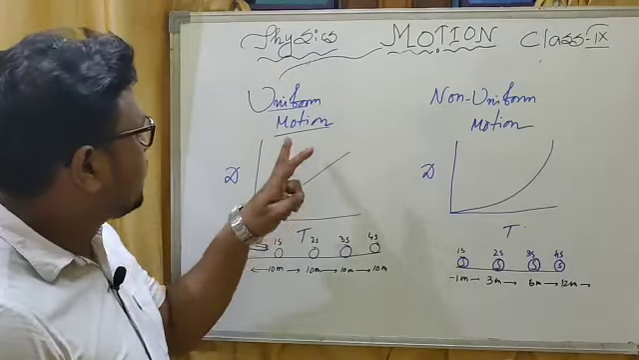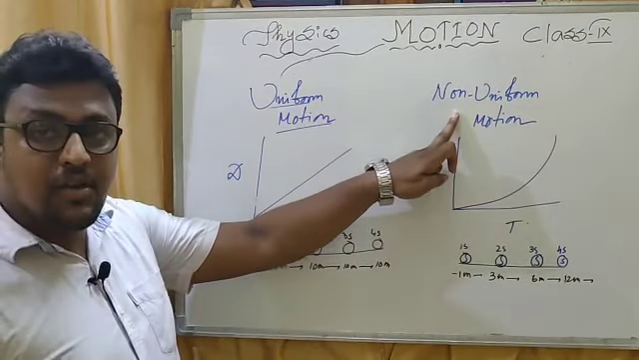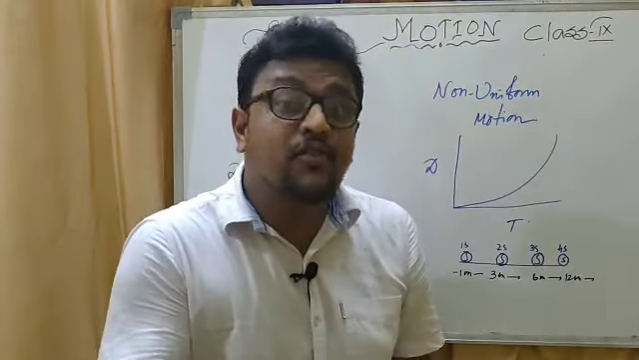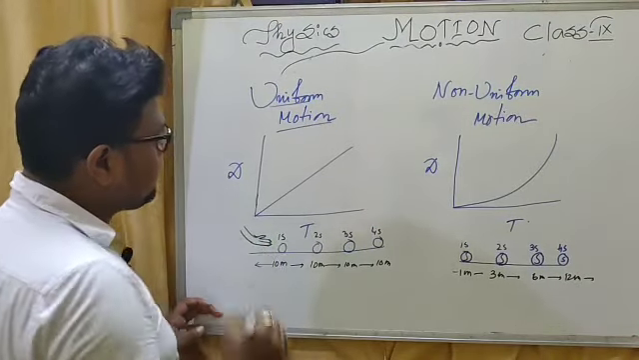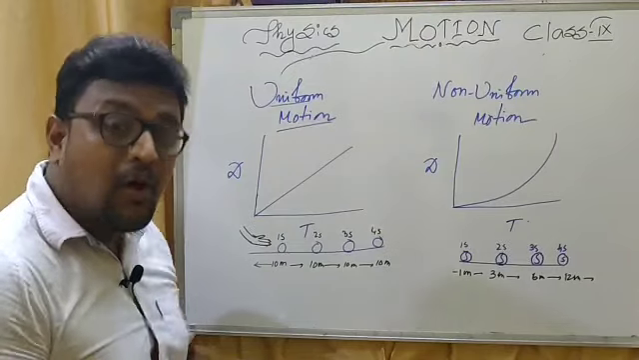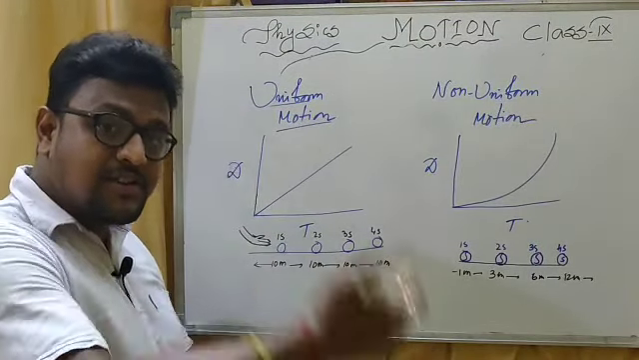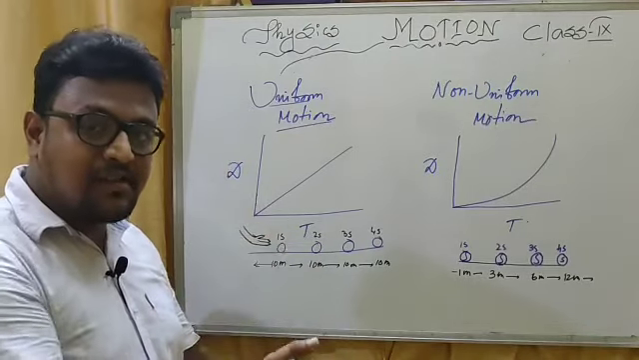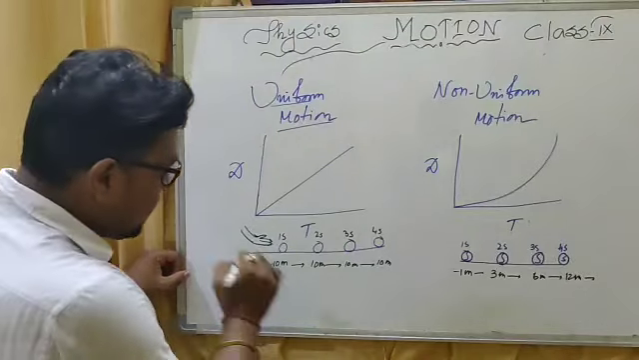Okay students, now we learn another new topic. One is uniform motion, another is non-uniform motion. What is uniform motion? Uniform motion means, look at the graph here. When an object travels a particular distance with respect to time, that means an object travels equal distance in equal intervals of time. Look at the diagram here.